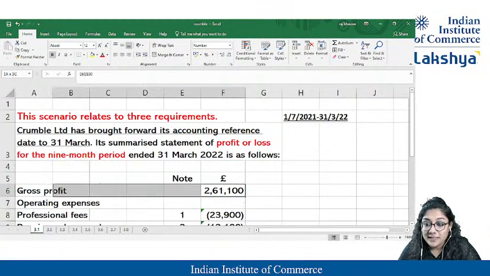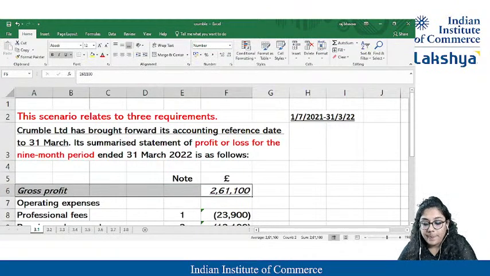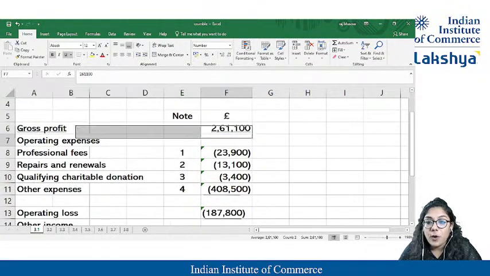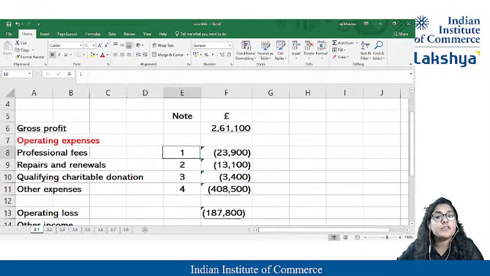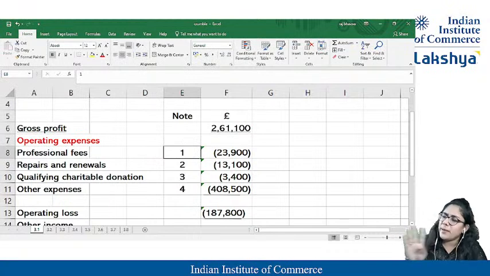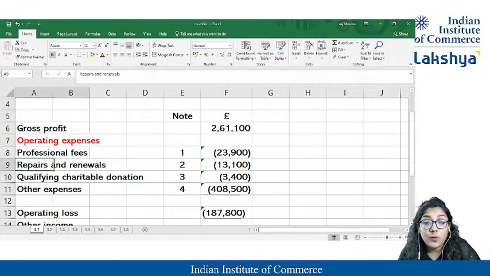Guys, gross profit is given. Yeah, this is my GP. Under that, operating expenses. Guys, in the operating expenses, certain expenses are given. For example, it could be professional fees. For professional fees, let's figure it out. What is in note 1? Need not worry. Let's figure out, okay, repairs.